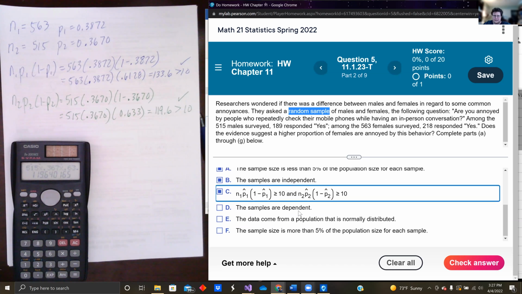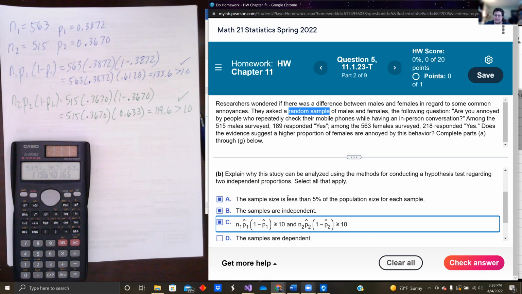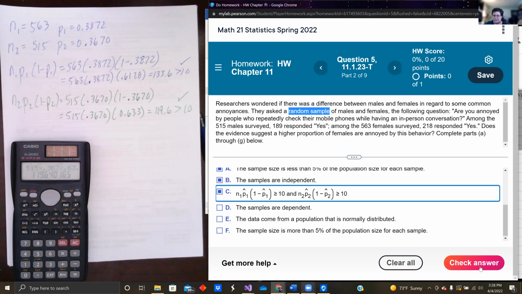And that looks like all the samples are dependent. We don't want that. We want samples to be independent. It says the data comes from a population that is normally distributed. I have no idea if being annoyed by cell phone usage during a conversation is normally distributed, not for men, not for women, not for the population in general. So that doesn't apply. In fact, that's why we just did these tests. We don't know that they're normally distributed, but samples like this should be. This says the sample size is more than 5%. That's exactly what we don't want. We want it less than 5%, which is A. So we don't want F. So it should be A, B, and C.